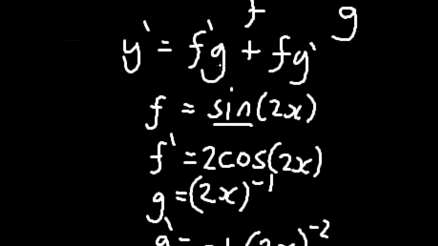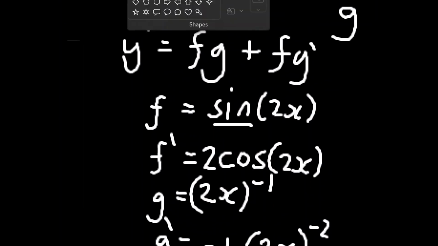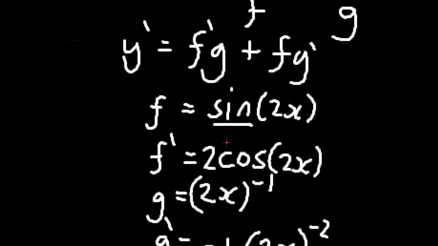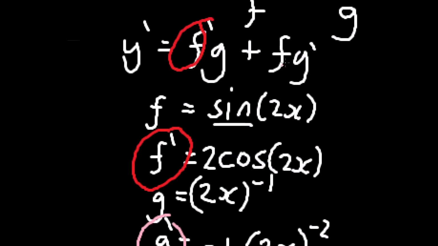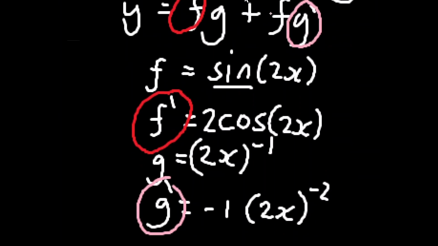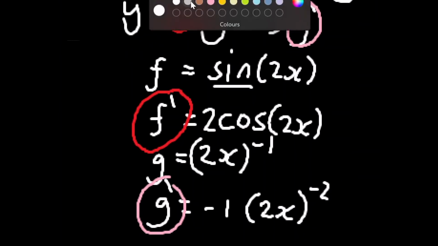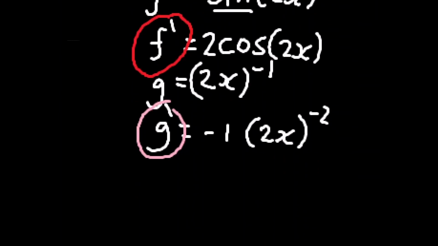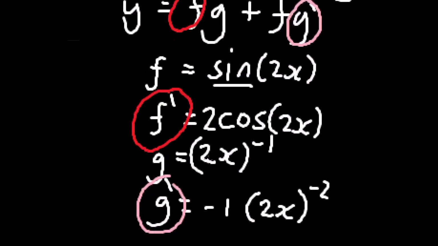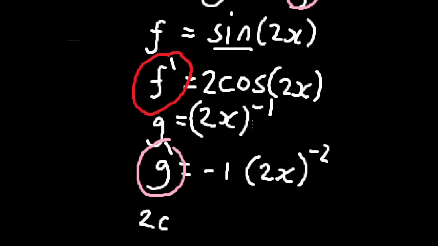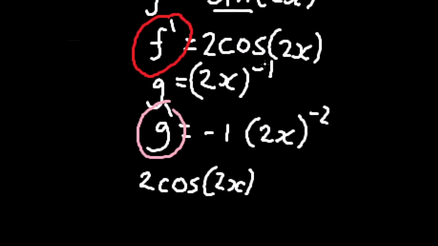So now we can just put it in. We can just put it in each section here, using colors so it makes sense. We put that one over here, and we also put this g prime over here. Okay, so let's just substitute everything, and it will become very easy. So the first step is that f prime, which is our 2 cos 2x, and then just the normal g of x. So that is going to be 2x to the -1.